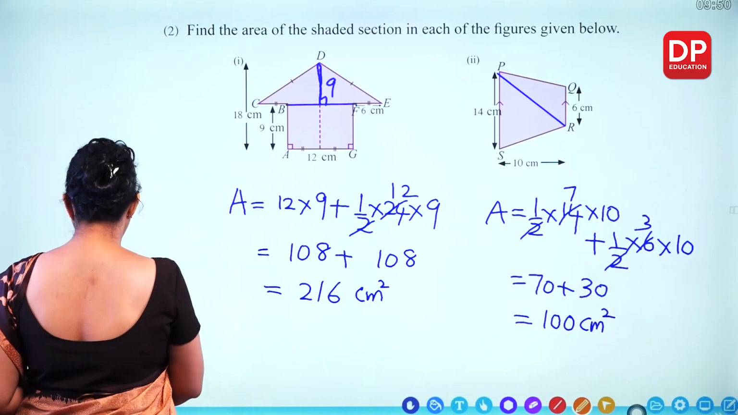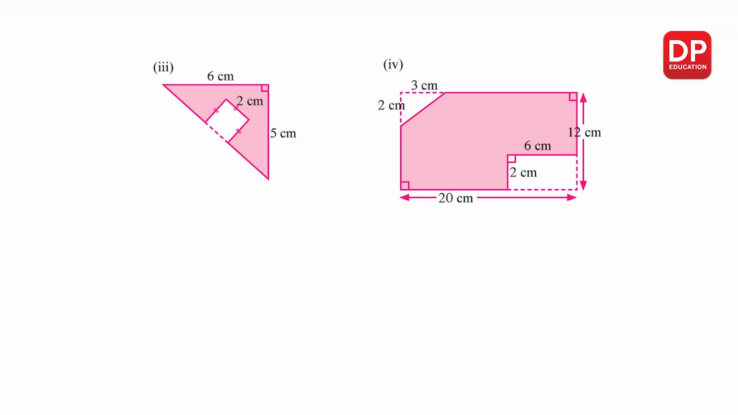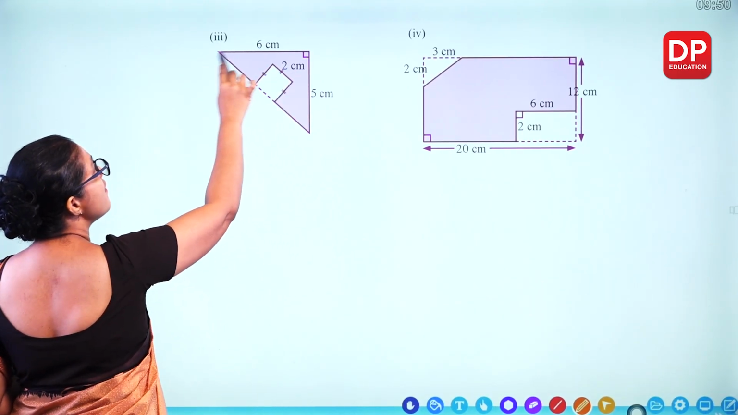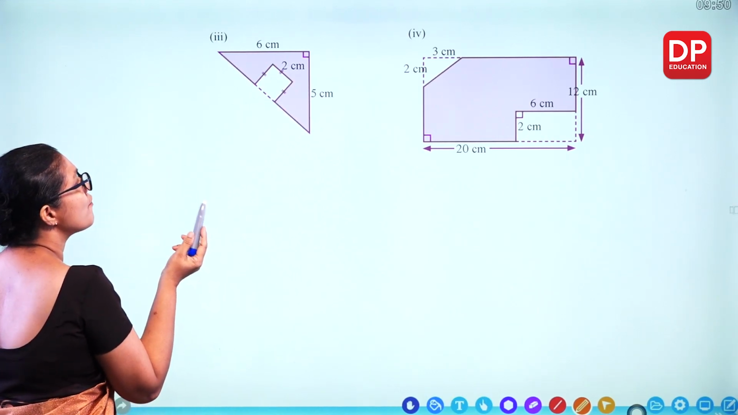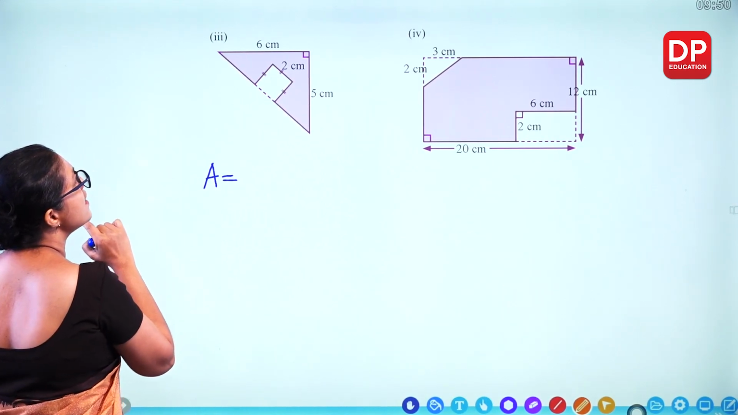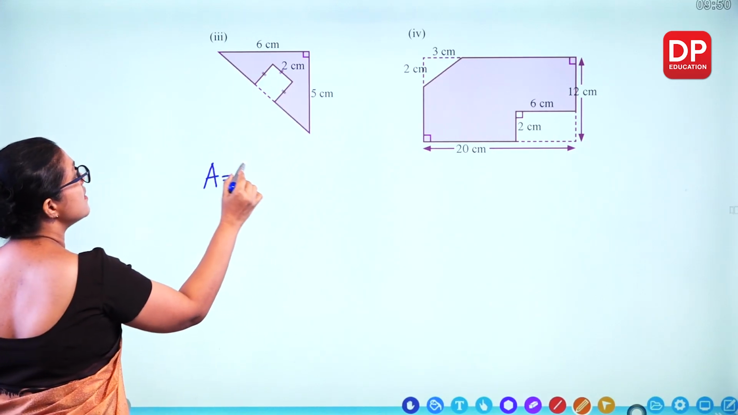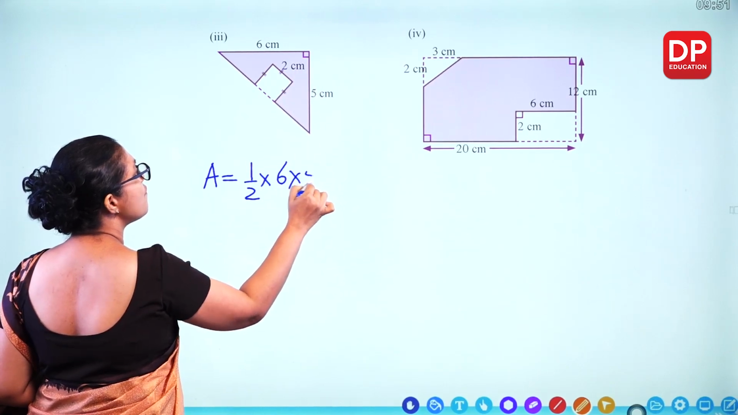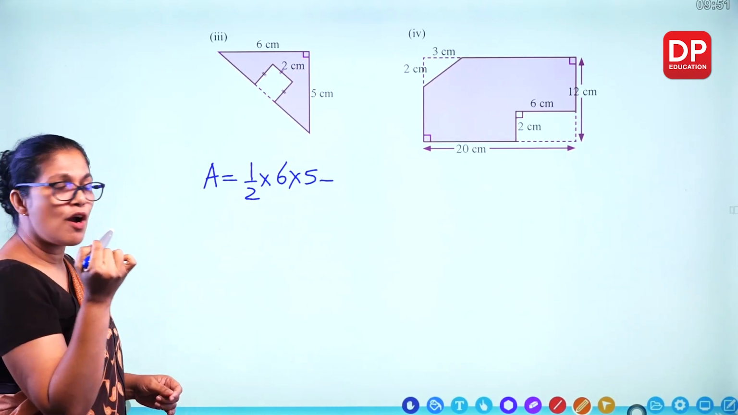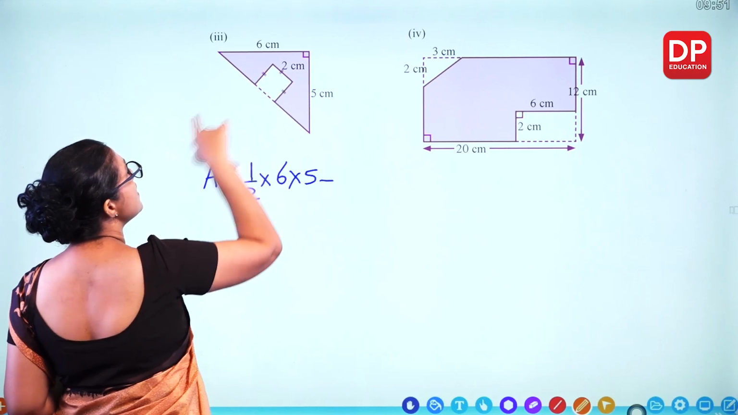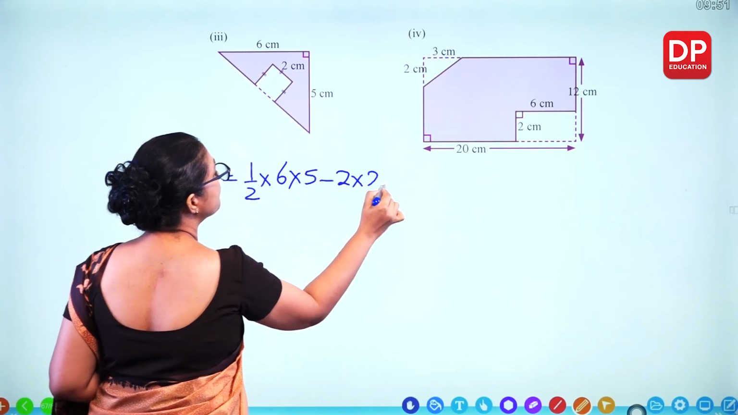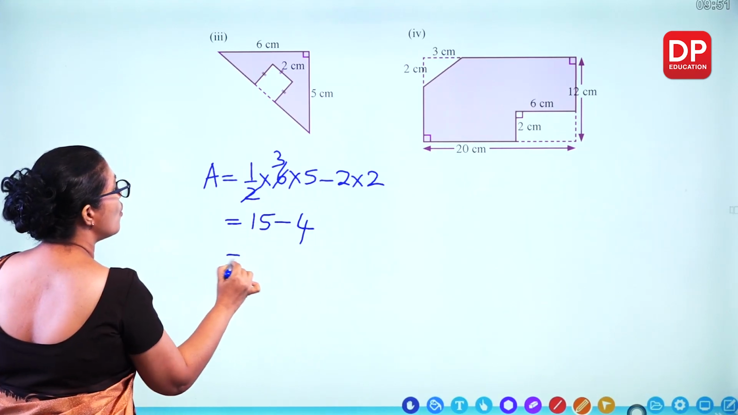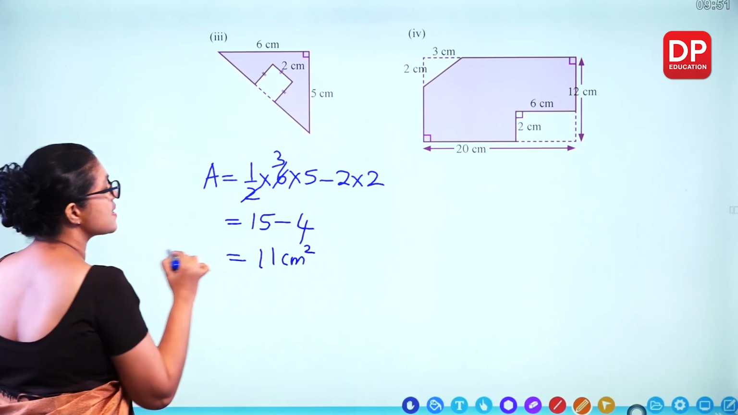Shaded region, you can find using the total area of the triangle minus the area of the square. So shaded region is, what's the area of the triangle? Half into base 6 into perpendicular height 5 minus the area of the square. So each side is 2, so 2 into 2. 2 times 3, so 15 minus 4, 11 square centimeters.